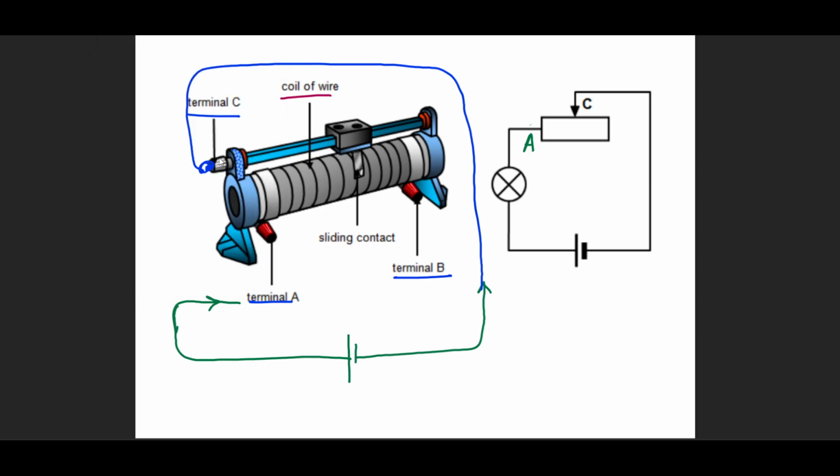So the current enters, for example, terminal A, which is associated at this point, over here. It enters this point and then starts flowing through this coil like this. It keeps on flowing. It could have gone to terminal B as well, but the path isn't complete. You see, terminal B is not connected to the circuit.